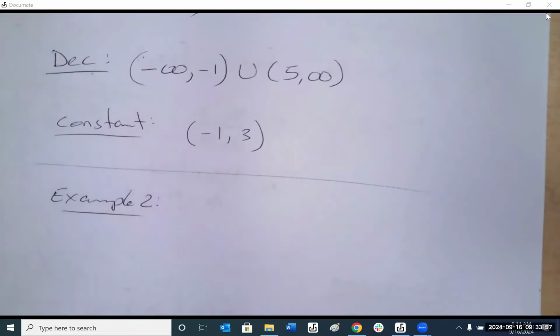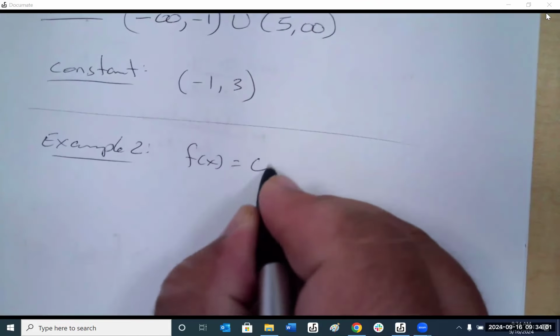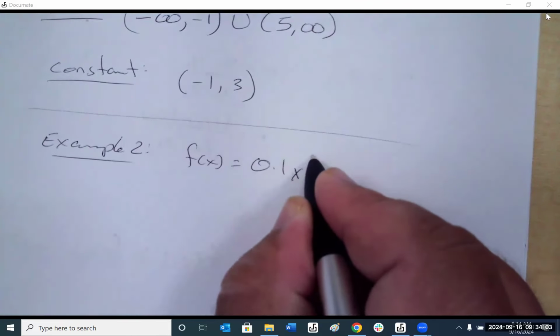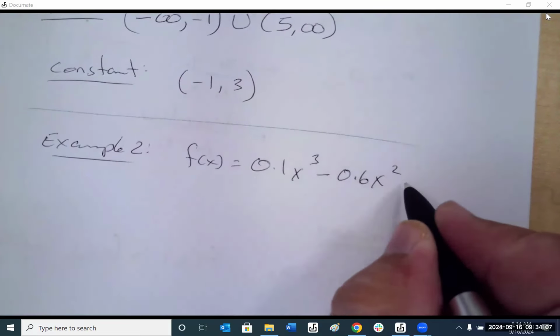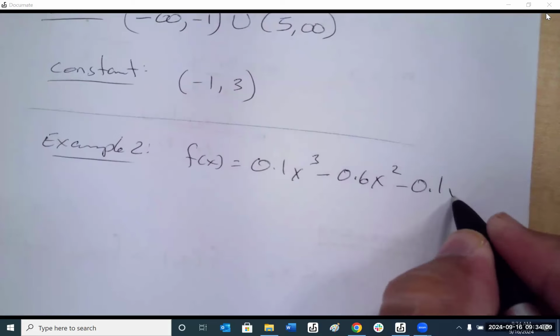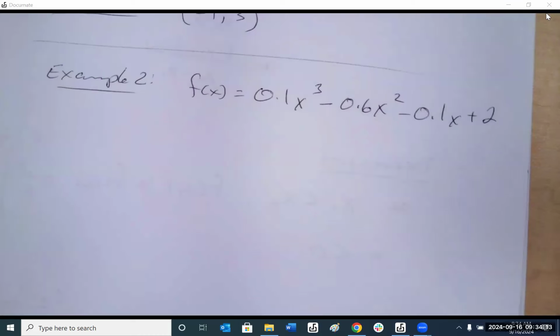Example two. Here's the function we'll be dealing with: 0.1x cubed minus 0.6x squared, 0.1x plus 2. By looking at this equation, you can tell me what it's going to look like.